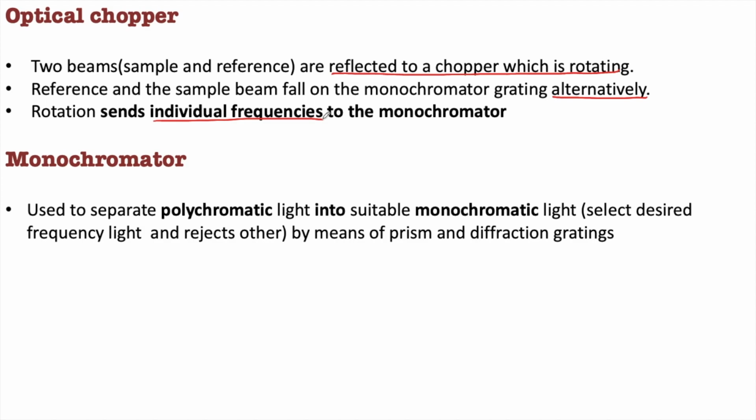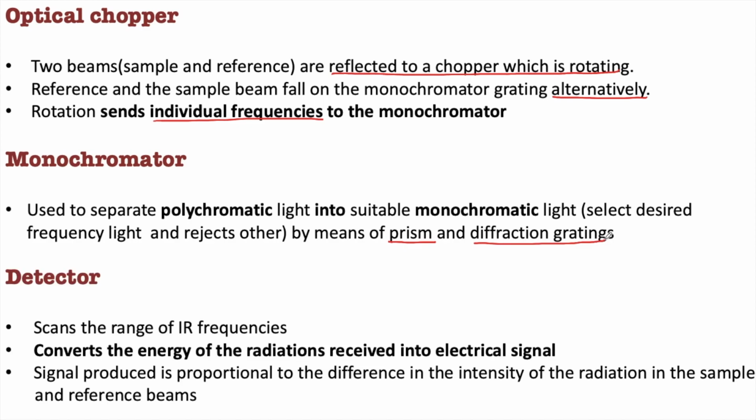Monochromator. A monochromator is used to separate polychromatic light into suitable monochromatic light by means of prisms and diffraction gratings. And the spectrometer, which I explained, was making use of diffraction gratings within the monochromator. Some other spectrometers even make use of prisms within the monochromator.